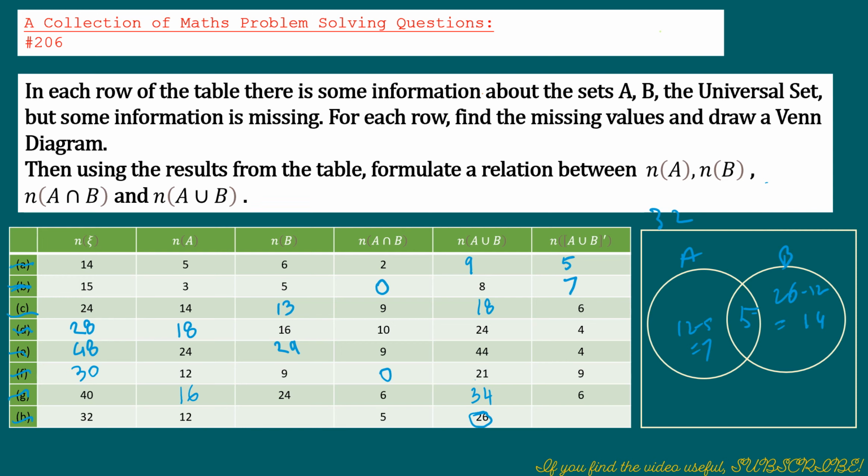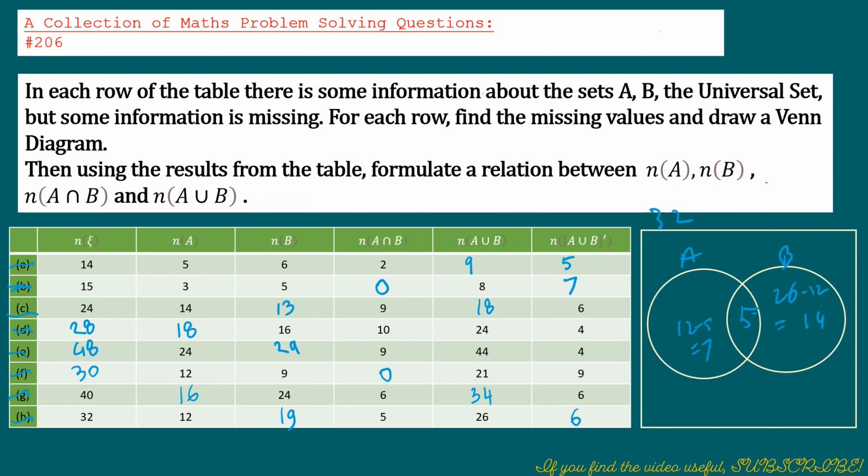So elements of B will be 14 plus 5, that's 19. 19, 5, and then 26. A union B dashed will simply be 32. Universal set minus A union B, that's 32 minus 26, and that is 6. So that completes this table.